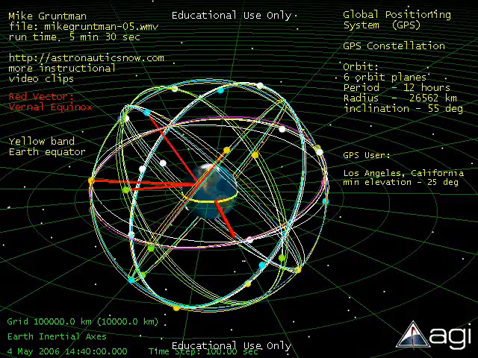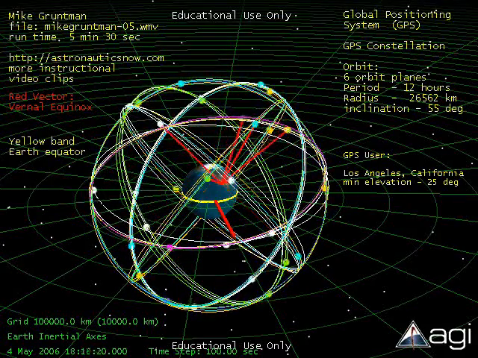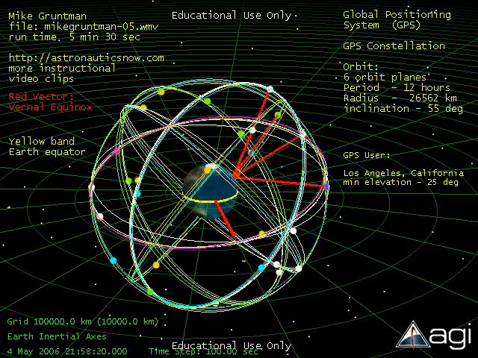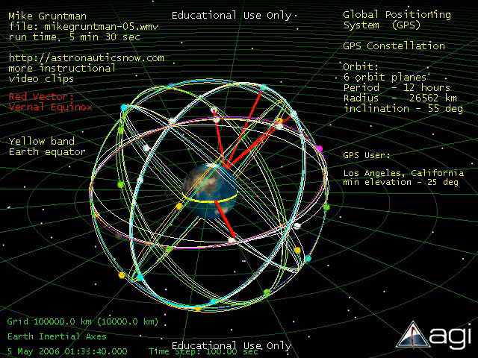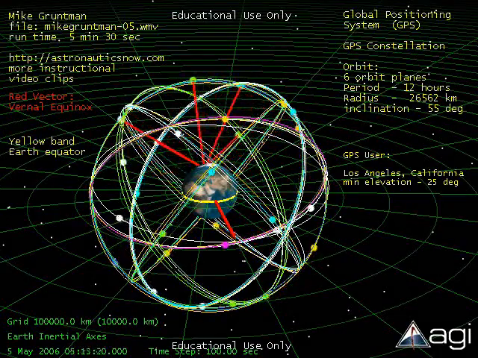We illustrate the visibility of satellites for a GPS user in Los Angeles, California. Red lines show when the satellites are in direct view. In this example, we require the minimal elevation angle of satellites to be higher than 25 degrees.